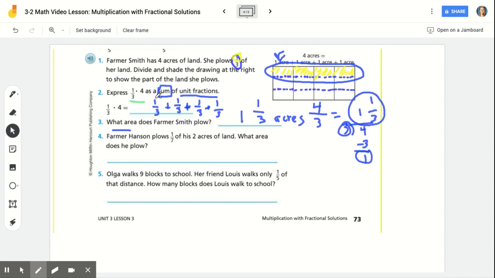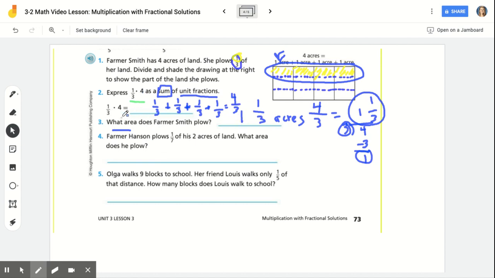A different way of solving this would be, again, using repeated addition. If I add across, the denominator stays the same as 3. 1 plus 1 plus 1 plus 1 is in fact 4, and we know that 4 thirds is equal to 1 1/3 acres. Okay? So again, 2 different ways of solving, got the same answer.